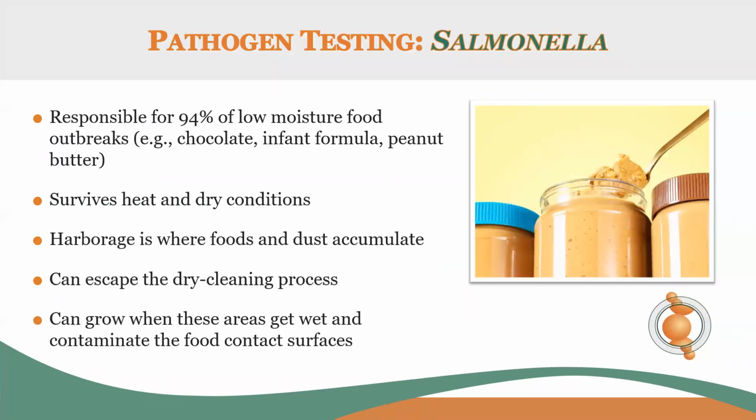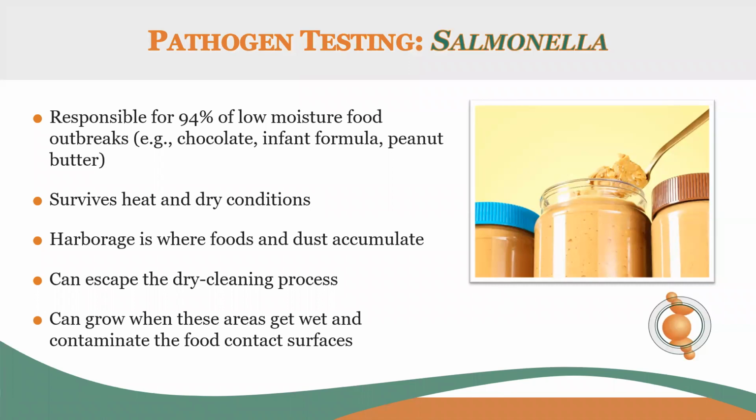So talking a little bit about the pathogens that we should be testing for. Of course, everyone knows Salmonella. It's responsible for 94% of low moisture food outbreaks. We've heard of chocolate, infant formula, and peanut butter outbreaks with Salmonella. Salmonella survives heat and dry conditions. So if you have a facility where you have dry conditions or you have a heat process, you definitely do want to still test all of your areas for Salmonella.